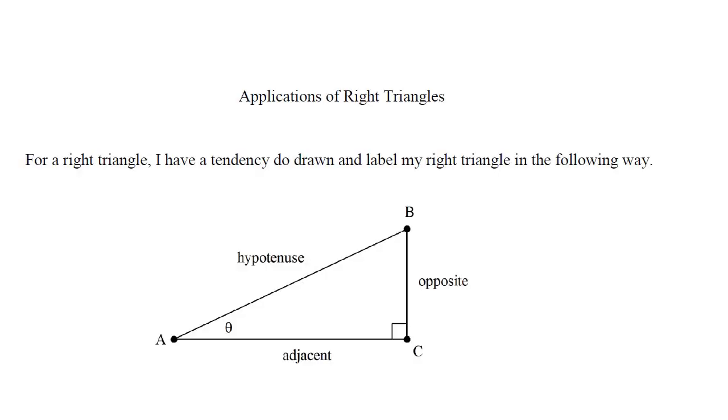Alright, so for a right triangle, this is the way that I like to label them. I'm going to have this triangle that I'm going to call A, B, C, and I usually orient it the same way: A to the left, B on the top, C downwards. And then angle theta, I put it over here where I have the A. Now, if I call that theta, then I have my opposite side, which is the edge B to C, my hypotenuse, which is the edge A to B, and my adjacent side, which is edge AC.